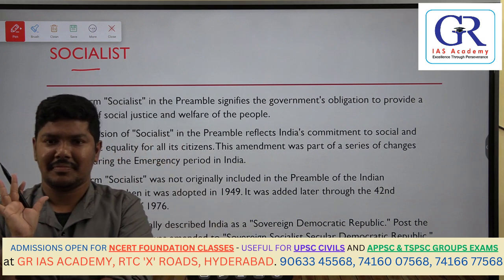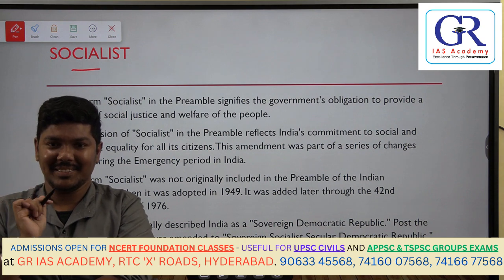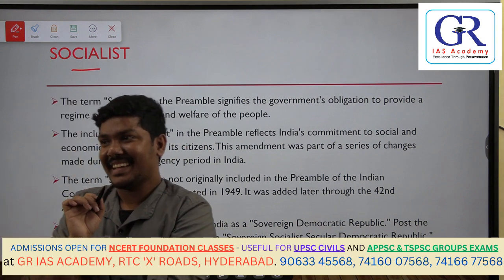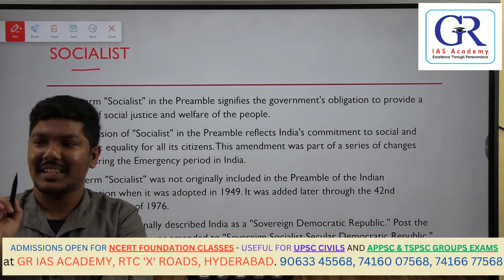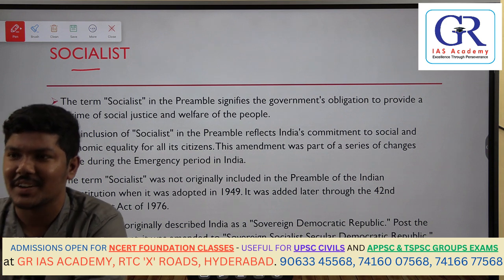Schedule number 7. Parliament cannot change the law. Okay, that was the 9th schedule. Anyway, by tomorrow, make sure that you remember these schedules. The 7th schedule deals with the union list, state list, and concurrent list.